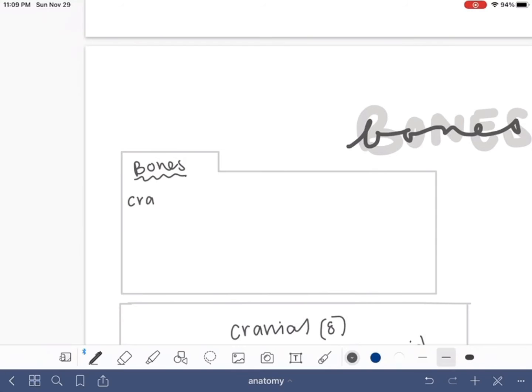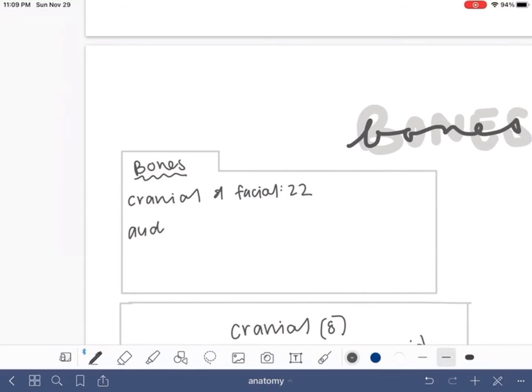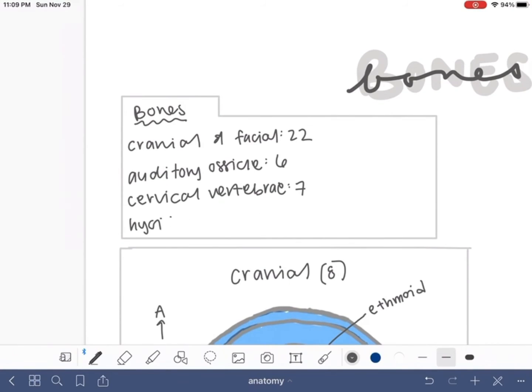So just to summarize everything, we have the cranial and facial bones, 22 in total. After that we have the little tiny auditory ossicles, 6 total, and the cervical vertebrae, these are 7 in total. And then the hyoid bone, there's just 1 of them. So in total in the head and neck region we have 36 bones.